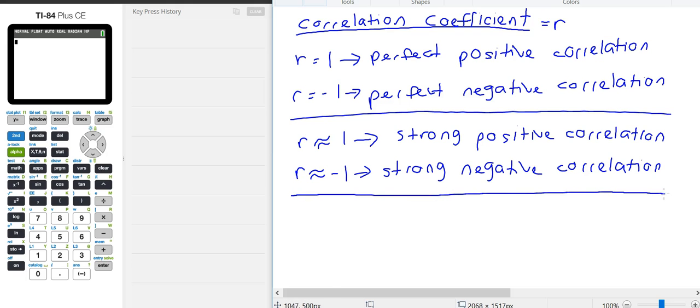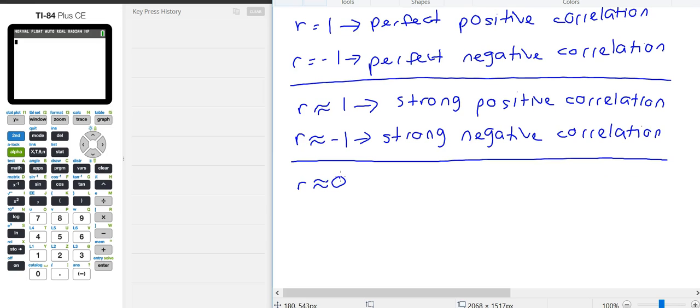If R is either equal to 0 or very close to 0, that means that there's a weak correlation between the variables. If R is around 0 but it's negative, let's say it's -0.05, then there's a weak negative correlation. If R is a positive number that's very close to 0, like 0.03, then there's a weak positive correlation between the variables.